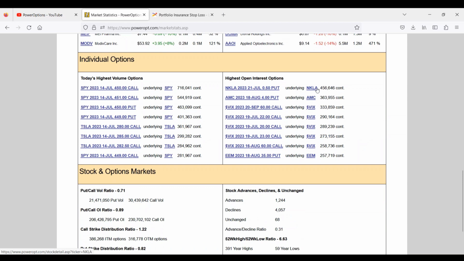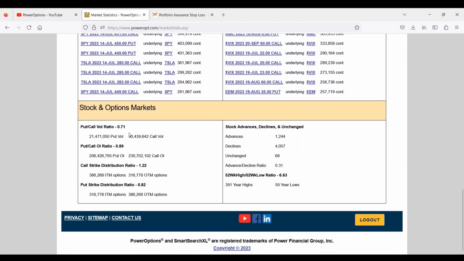That's interesting on NKLA, Nikola, they must have been taking a drop recently. AMC, we know what they've been doing recently. And Alibaba, that's interesting. I like that. I'll explain that in a moment. Seeing a lot of the VIXs here for September and near-term July. But I like this August, and I like that September. EEM, the emerging markets ETF, that's interesting too. And then you have your put call volume ratios, number of stock advances to declines, that's not good, unchanged. So that ratio is a little bit lower. 59 52-week lows, 391 year highs as well.